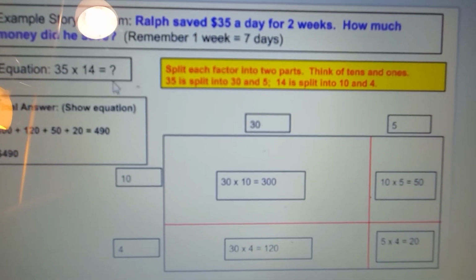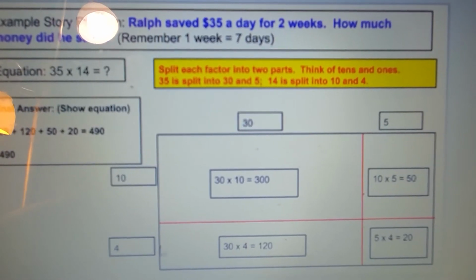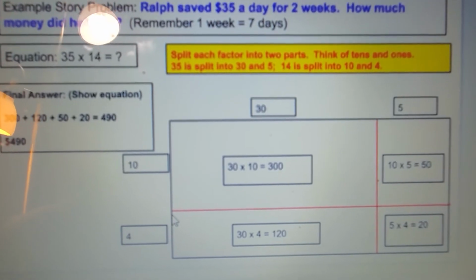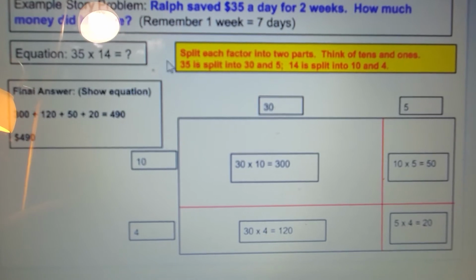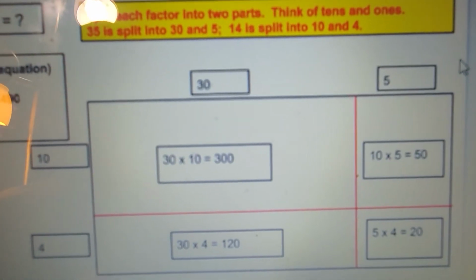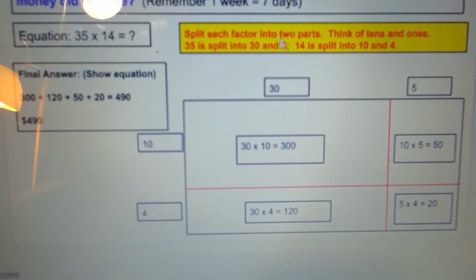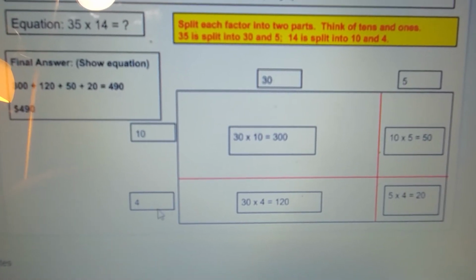You're going to split 35 into 2 parts, and you're going to split the 14 into 2 parts. How do you know how to split them? Think of tens and ones. In 35, you have 3 tens, which is 30. And you have 5 ones, which is 5. So I would put those numbers here. And with 14, my other factor, I'm going to split that 10 and 4.